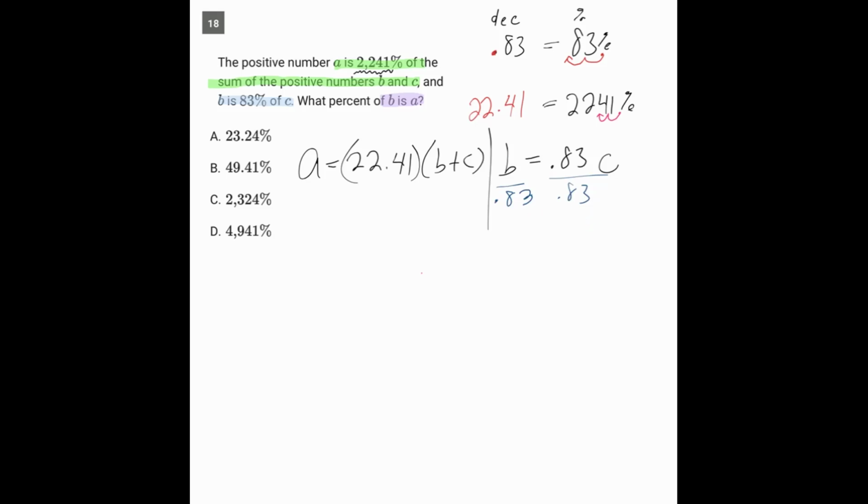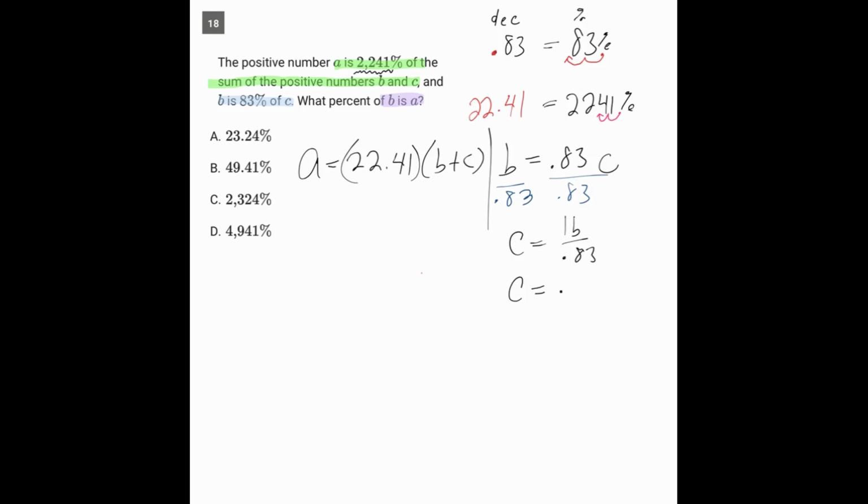And we'll have C equals B over 0.83 so far. Now that's the same as 1B because having no number is like having the invisible number 1. And what's 1 divided by 0.83? That's 1.2048, and it's sort of a never-ending decimal.